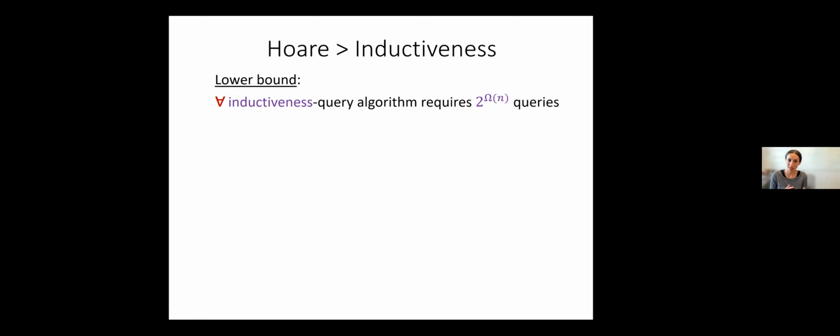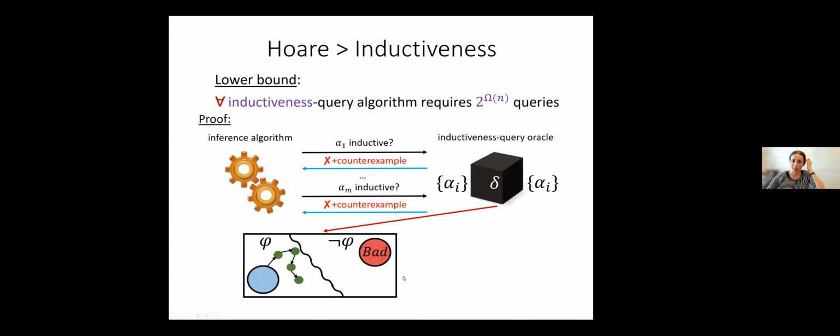The lower bound says that if we look at an inductiveness query algorithm, then it doesn't matter which one we take, we will have a lower bound of an exponential number of queries. And here the proof is that when we look at the inductiveness query model, if we get a yes answer, then we are done because we found an inductive invariant. So here we only care about the no answers and the counterexamples.